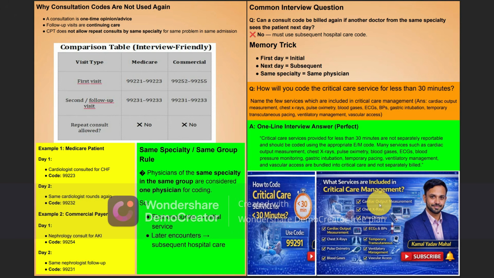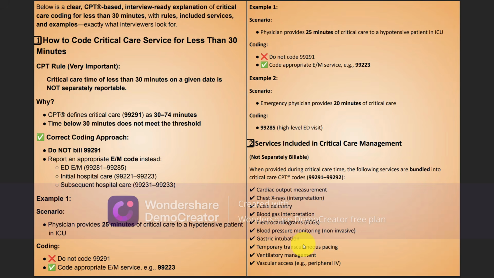As I told, cardiac output measurement, chest x-ray, pulse oximetry, blood gases, temporary transcutaneous pacing, ventilator management, vascular access, these are all included in critical care. Let's discuss in detail. Below is the clear CPT-based explanation of critical care less than 30 minutes with the rules. We discussed how to code critical care services less than 30 minutes.